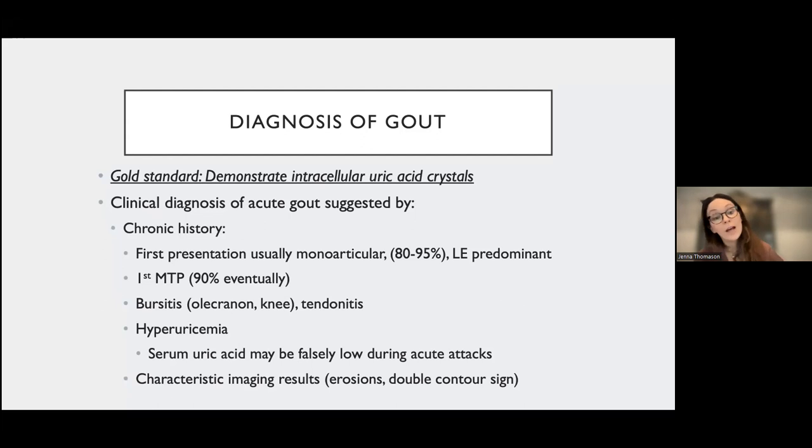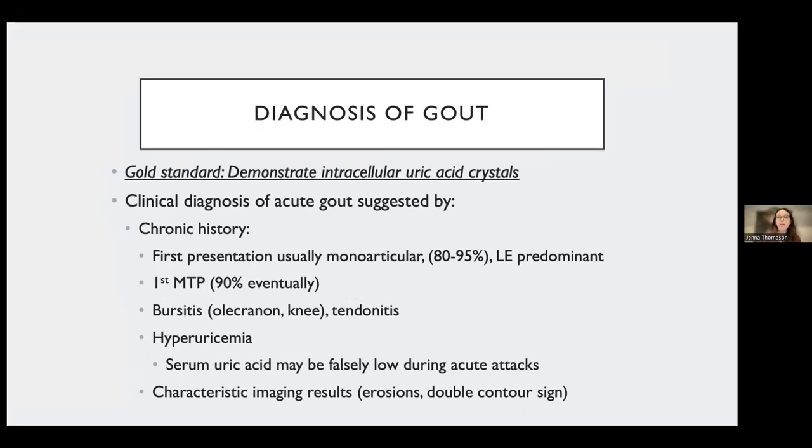Gout can also cause bursitis and tendonitis, particularly olecranon bursitis. Some patients have these chronically swollen olecranon bursae related to gout. The patient should have hyperuricemia if you're suspecting that they have gout.